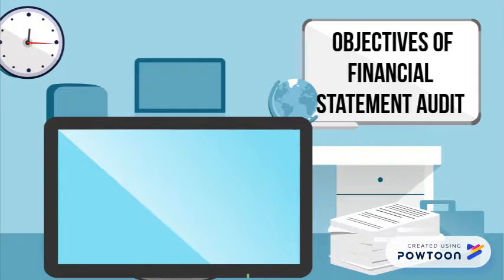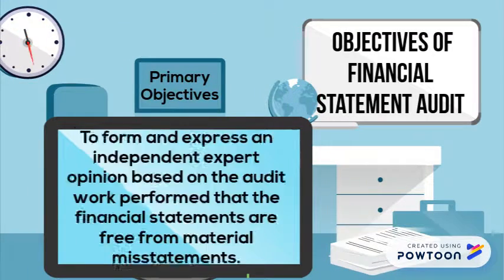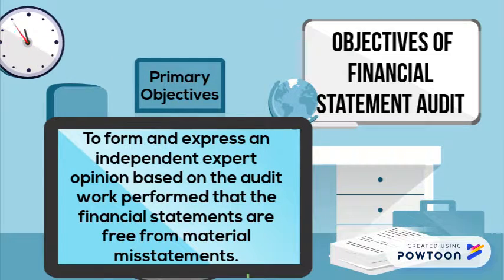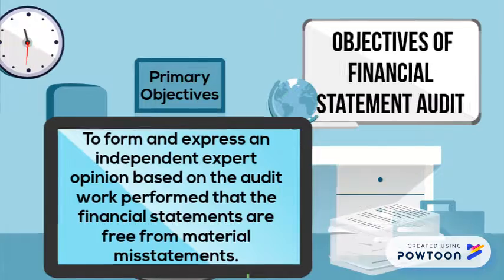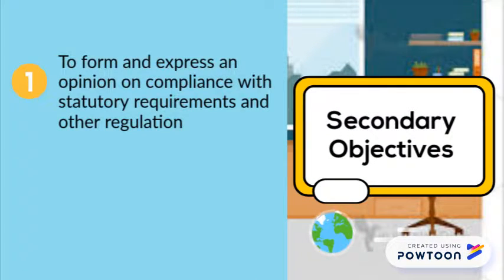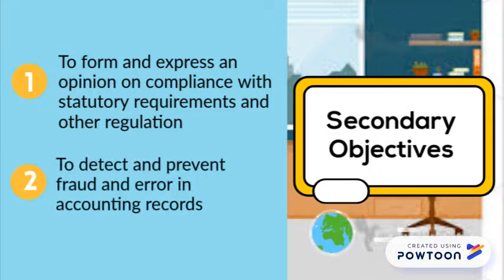Objective of financial statement audit. Primary objective: to form and express an independent expert opinion, based on the audit work performed, that the financial statements are free from material misstatement. Secondary objectives: first, to form and express an opinion on compliance with statutory requirements and other regulations. Second, to detect and prevent fraud and error in accounting records.